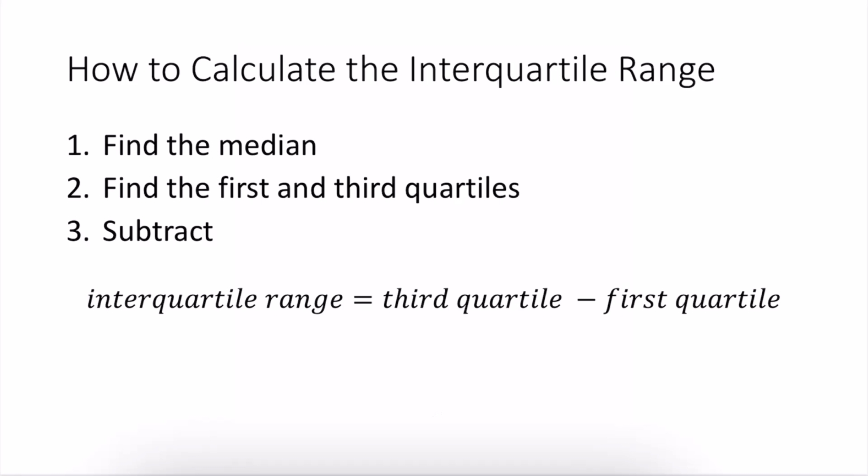All right, so the process for calculating the interquartile range is very similar to calculating the range. The only difference is instead of subtracting the maximum and the minimum, we're going to subtract the third quartile and the first quartile. And the reason why this is useful is because sometimes the range will be a really big number, even if most of the data points are pretty close together.